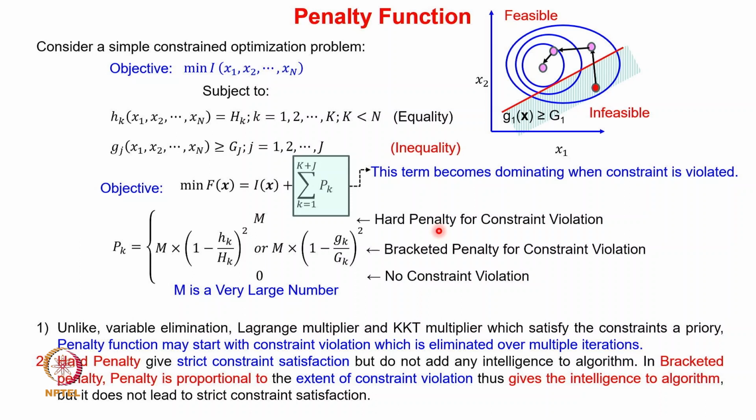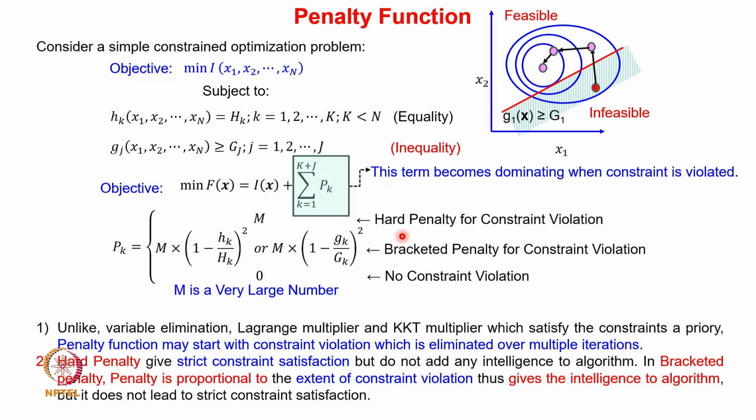But the problem is, it is going to make your algorithm blind. Even if, let's say, the constraint of the volume is 100 meter cube, and you are having 100.01, even that particular point is a constraint violation for a hard penalty. So clearly, hard penalty is going to make your algorithm blind. Even though you are exactly at the boundary, slightly above the boundary, it is still going to consider that there is a constraint violation.